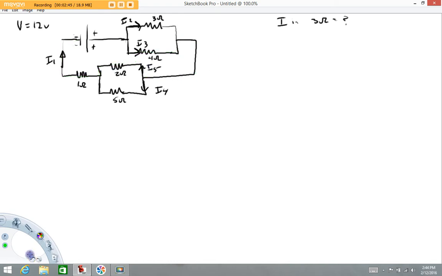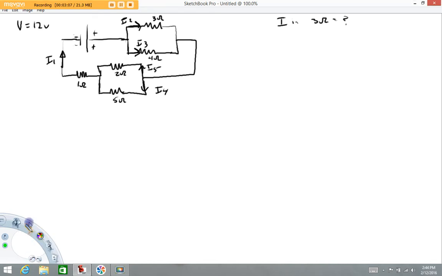I could also write some junction equations. At this junction right there, I could say that I1 is equal to I2 plus I3. At this junction, I could say that the current I1 coming into that junction is equal to I4 plus I5. So I could write a system of equations and solve for the 5 unknowns, and then I would have I2.